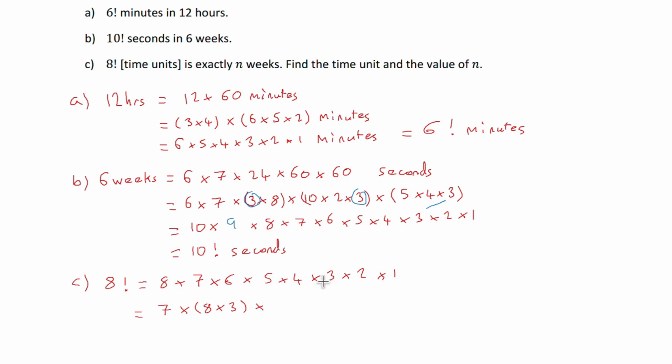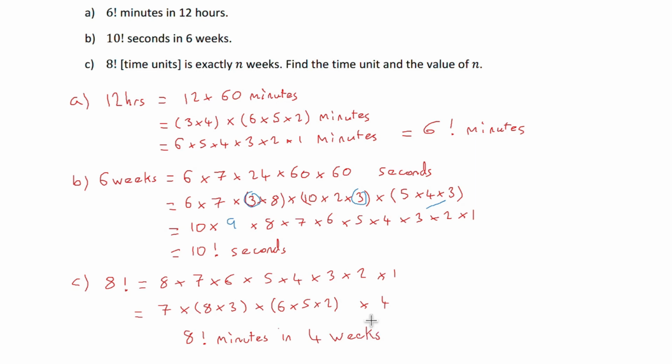And then a 60 would be 6 times 10. I don't have a 10, but I do have a 5 times 2. So that would be 60. And then what I'm left with is I've used everything up except for the 4. So this is 60 minutes times 24 hours in a day, times 7 days per week. And then I've got 4 weeks. So it is 8 factorial minutes in 4 weeks.